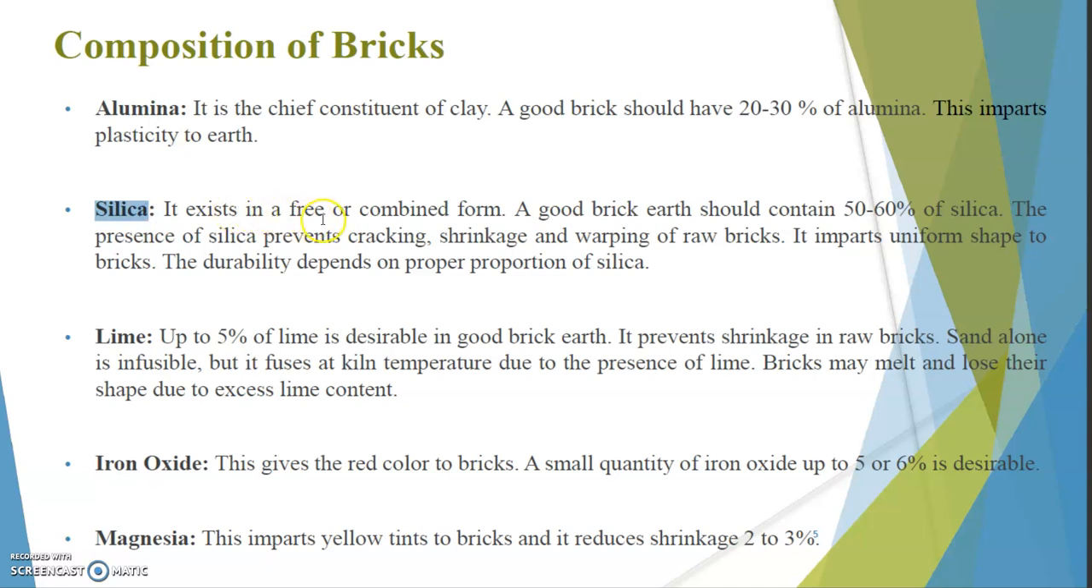Then the second one is silica. It exists in a free or combined form. Normal sand soil has the chemical name silica, and it may be present in the form of silicates combined with sodium or potassium or like that. A good brick should contain 50 to 60 percent of silica. Even though alumina is a very important chief constituent, it needs only 20 to 30 percent, but in the case of silica, we need 50 to 60 percent.